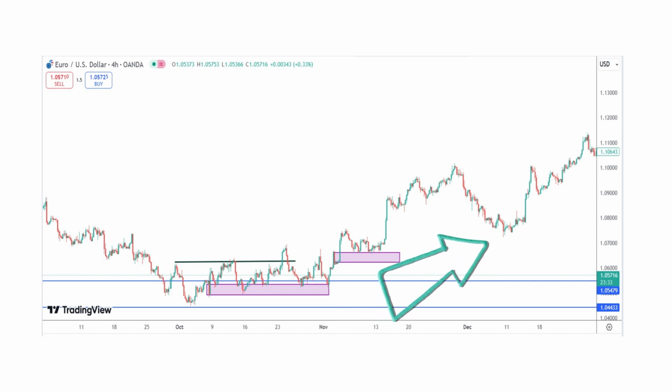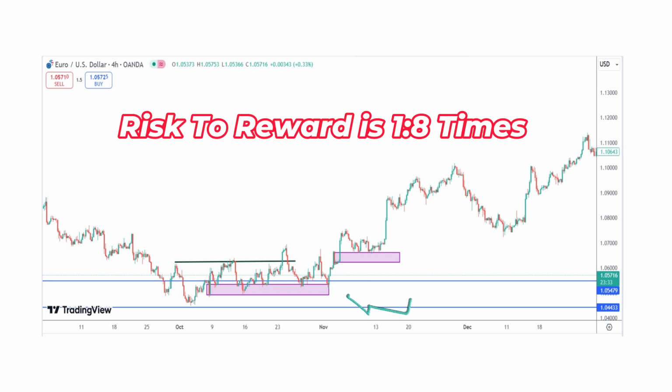As I told you, if you are fearful of entering a trade at the first support zone, you can enter at the second support zone also. But if you take the trade over here, your risk to reward is at least in this case 1:8 times. Now that is the beauty of entering into reversals.